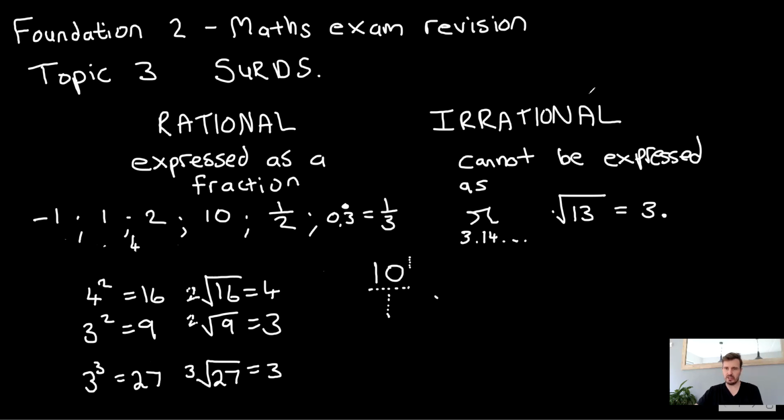But if it's just a square root, we're not going to see this 2. We just have to know that it's a ghost 2. Okay, so it doesn't actually get written in. So when you see this, you must know that there's a ghost 2.